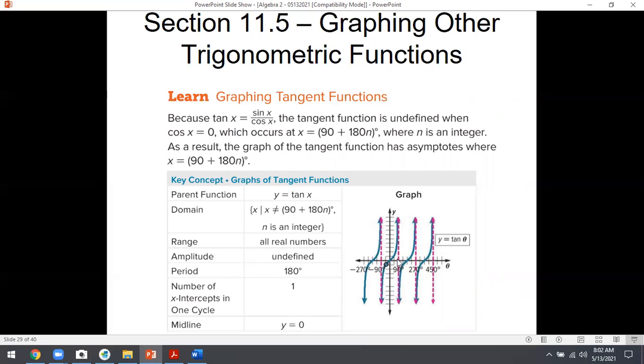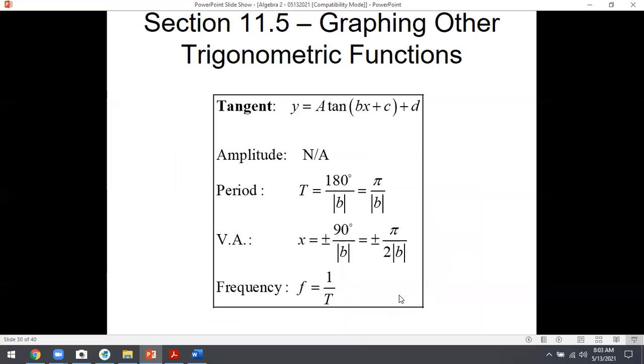So you can expect that if there's one at 90, there'll be another one at 180 over, another 180 over, there'll be another asymptote, and another 180 over, another asymptote, another asymptote, another asymptote. Tans start low, go through the origin, and go on up. And then that pattern just keeps going over and over and over again. So key things are zeros are at 0, and asymptotes are at negative pi over 2 and pi over 2, i.e. negative 90 and 90.